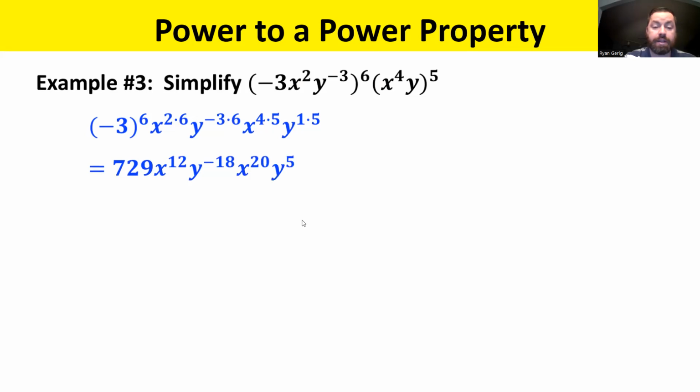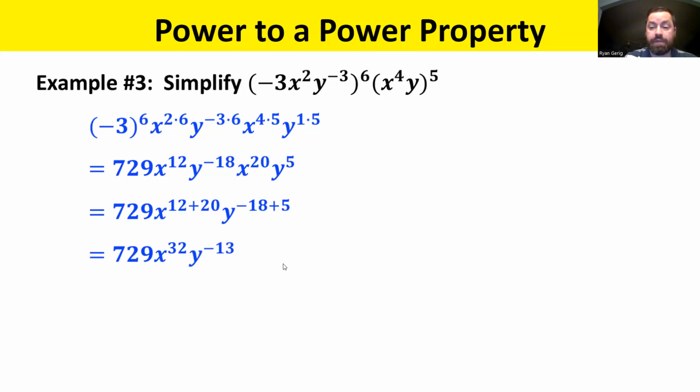Now we've got what we had last week. We've got 2 x's with 2 different exponents and 2 y's with 2 different exponents. We're going to combine those this time with addition. So that's x to the 12 plus 20, which is 32, and -18 plus 5 gives me x to the 32nd and y to the -13th. Make sure your negative exponent moves, so it becomes there as your final answer.